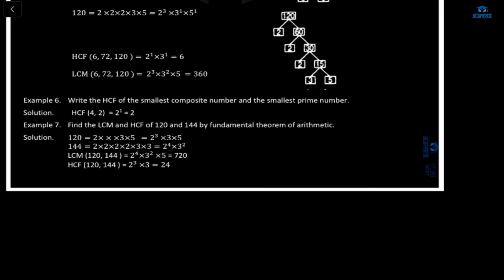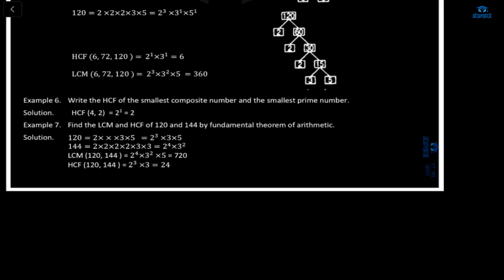The smallest composite number is? Composite numbers are the numbers that have factors other than 1 and itself. So the smallest composite number is 4, because 1 is neither a composite number nor a prime number. 2 is a prime number, 3 is a prime number, and 4 is the smallest even composite number, and the smallest composite number also. So the smallest composite number is 4 and the smallest prime number is 2. So we are going to find the HCF of 4 and 2. What will be the HCF of 4 and 2?